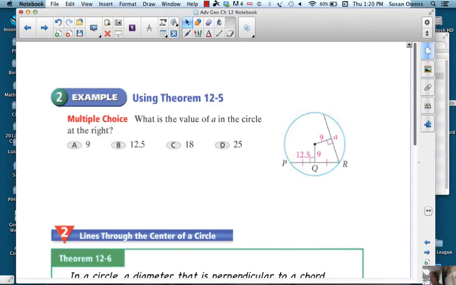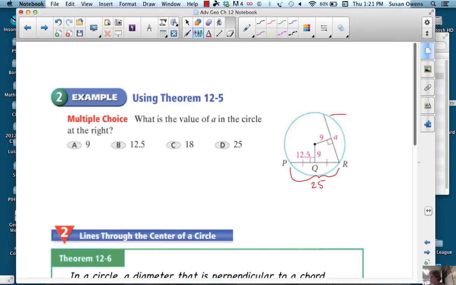So this one uses that theorem. What's the value of A? So if you take a look, we double check. Are our distances measured perpendicular? Yes, they are. Are they congruent? Yep, the distance of the chord is 9 and 9. And if you take a look at this chord, it's bisected, so the whole thing is going to be 25, which means this whole thing is going to be 25. So the answer is D.